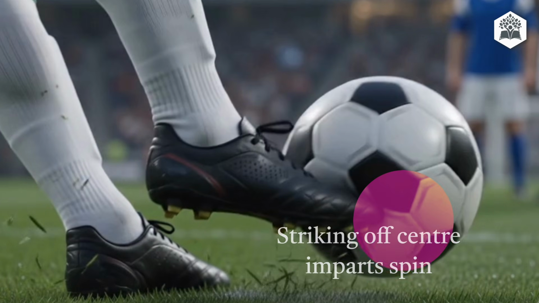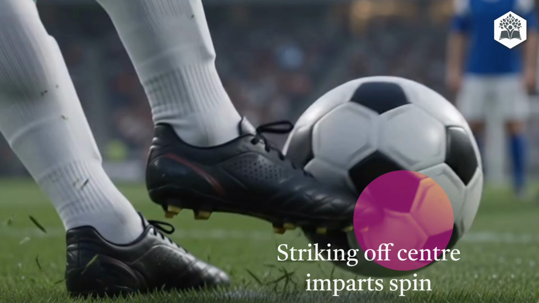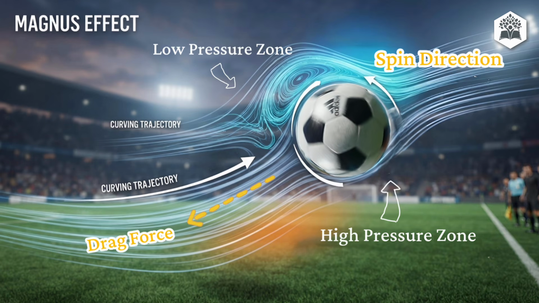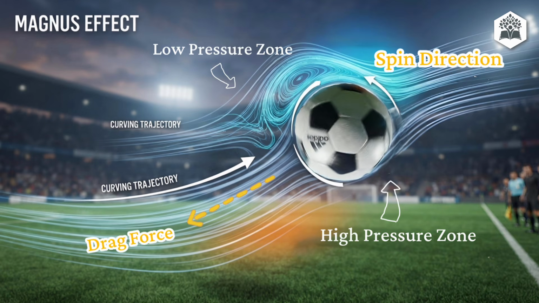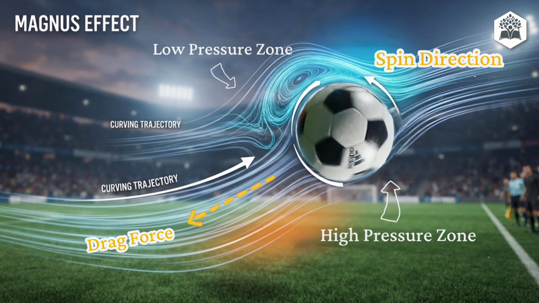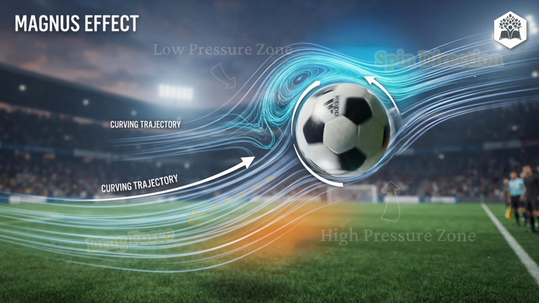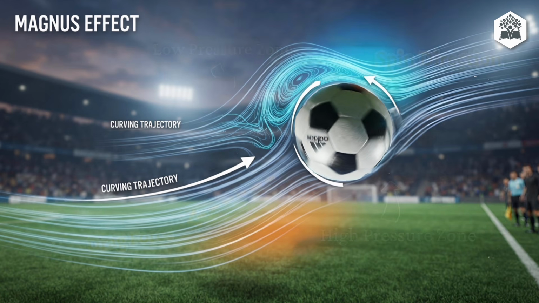But when the players strike the ball off center, they impart spin. As the ball rotates, the surface of the ball grabs the air molecules. On one side of the ball, the spin moves with the incoming air, dragging it along and speeding it up. On the opposite side, the spin moves against the airflow and slows it down.